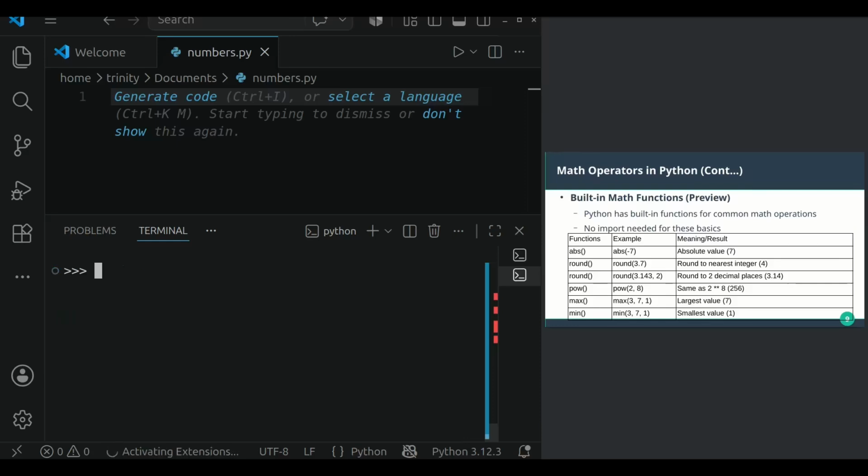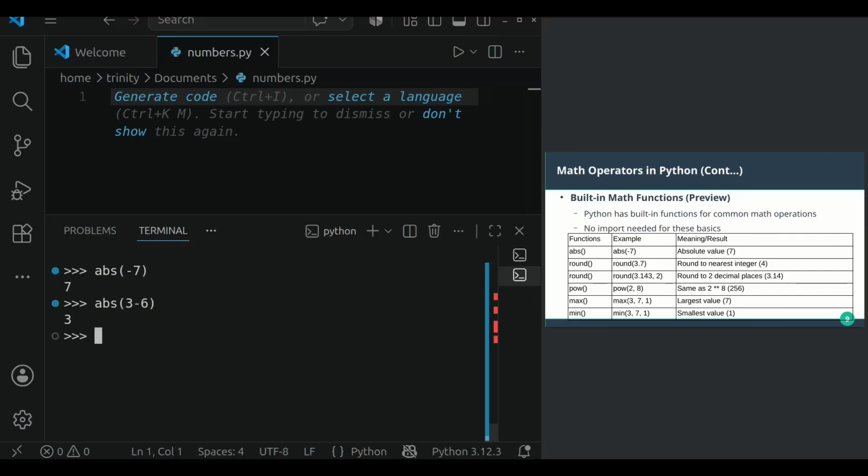Now let's look at the abs function. If I pass a value into the abs function, say -7, this is going to give me the absolute value, which is 7. I can also pass in an expression such as 3 minus 6. This is supposed to be -3, but since I'm using the abs function, it's going to return the absolute value of -3, which is 3.